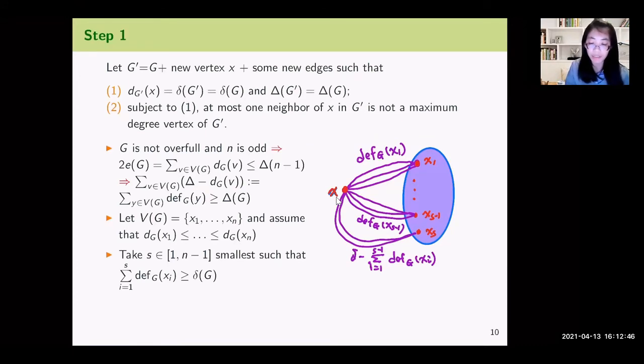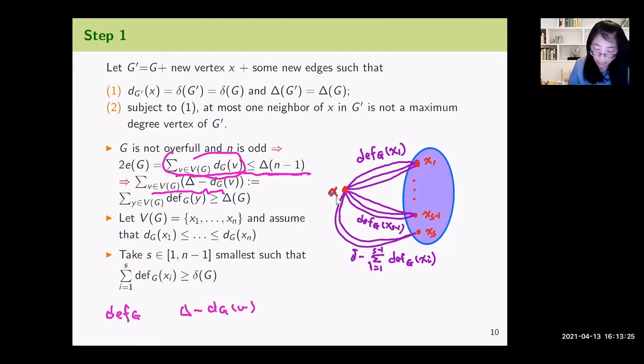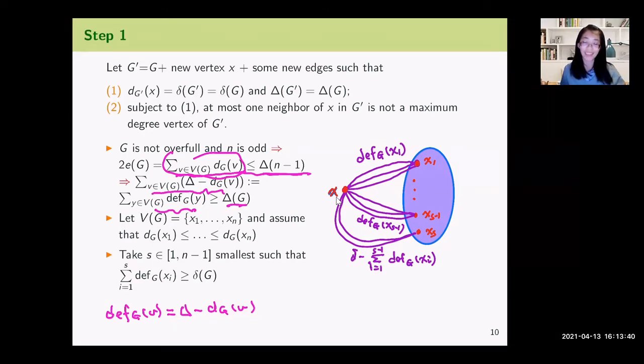Because the graph G is not overfull and n is odd, we can calculate that the sum of the degrees of vertices in G is at most delta times n minus 1. For this inequality, let's move this part to the right, so delta n subtract this gives you that. This value I will define as delta subtract d_G(v). We call this the deficiency of the vertex v in the graph G. So the sum of the deficiencies of all these vertices in G will be at least delta of G. Because the graph G is not overfull, it has large deficiencies.